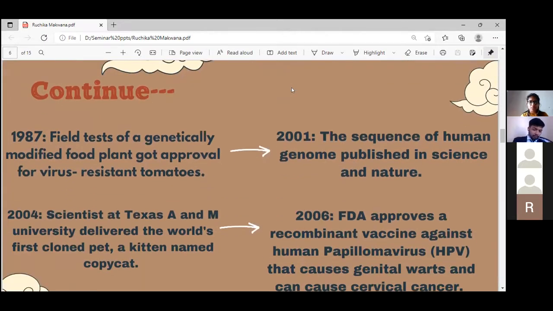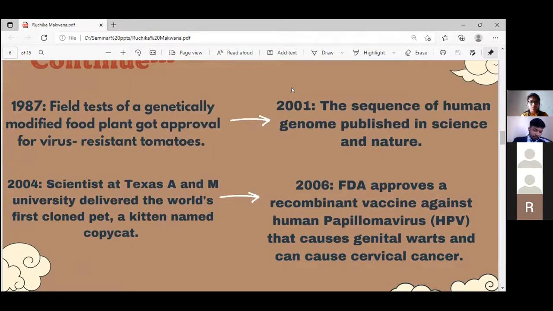Then, in 1987, a field test of a genetically modified food plant got approved: the virus-resistant tomato. So, why have tomatoes been genetically modified? Tomatoes are genetically modified to have a longer shelf life, slowing the ripening and softening of the tomato. Bacteria have been genetically engineered to contain the DNA needed to produce insulin.